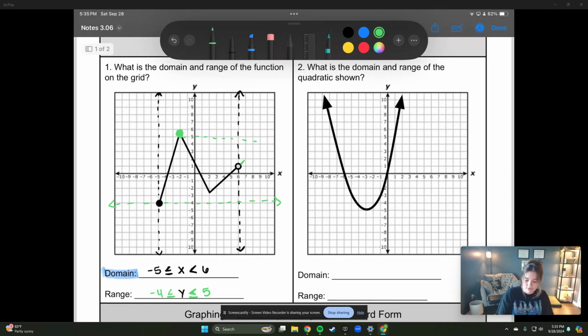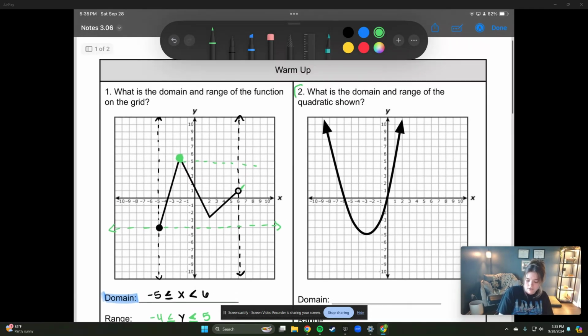And then try number 2 on your own. Okay, but remember, think about what these arrows here mean. All right, let's keep looking.